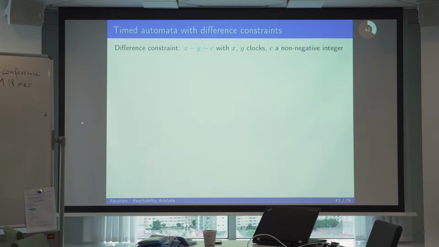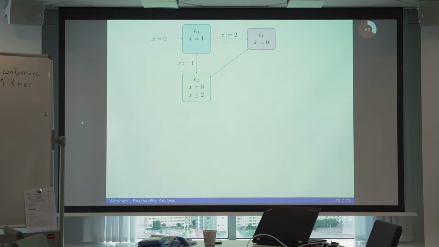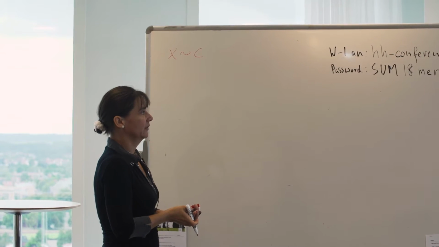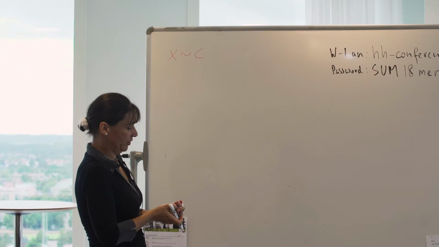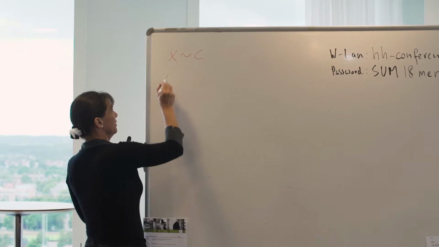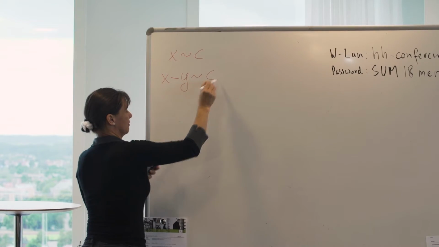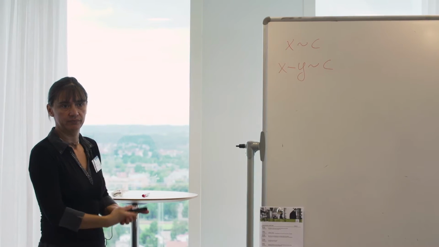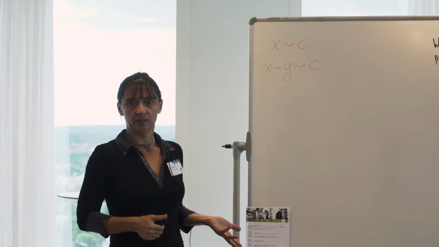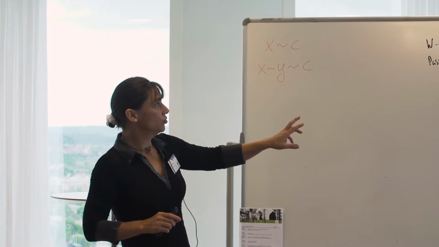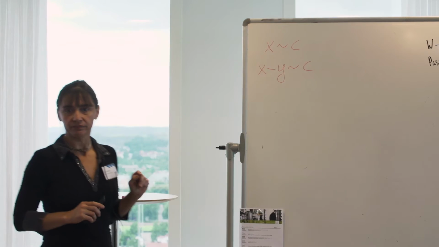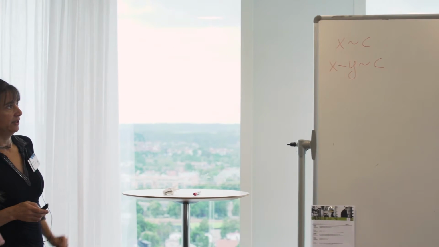Good. Now I told you timed automata, you can just compare clocks to constants. So what about adding something more? Difference constraints. I can also compare the difference of 2 clocks to constants. And this is possible. This you can still do without losing decidability. Not if you also add x plus y compared to c. The two together lead to undecidability.